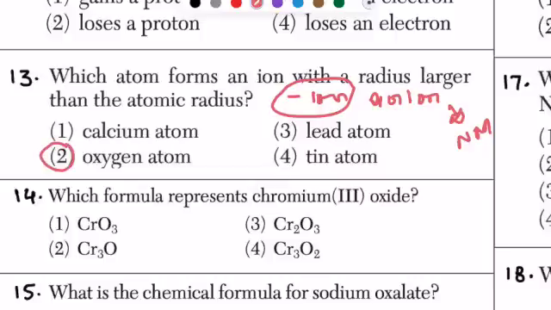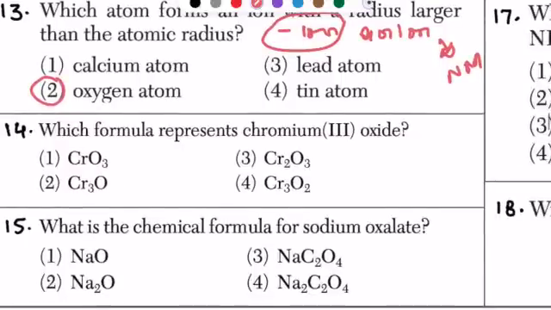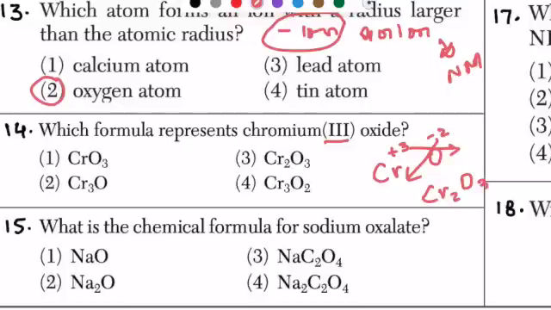Which formula represents chromium(III) oxide? When we are writing formulas, we write the two elements that we have and we write their charges. Chromium is a transition metal, so it has multiple charges, but the question does give you the charge of chromium, which is +3, and oxygen has a charge of -2. There's only one charge in the periodic table. To write the formula, we do the crisscross, bring the numbers down, so chromium gets a subscript of 2 and oxygen gets a subscript of 3. So your answer in this case is 3.